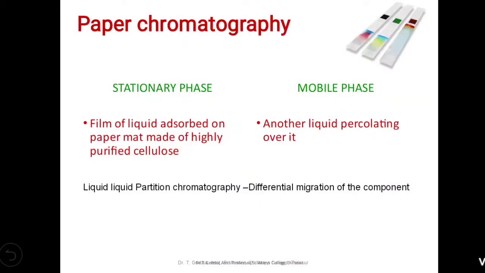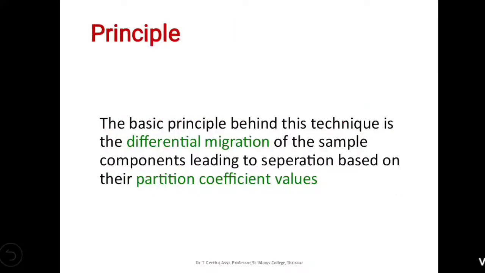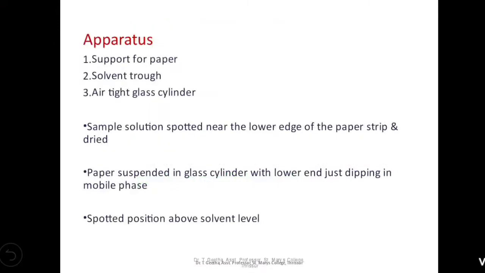The stationary phase is a film of liquid adsorbed on a paper mat made up of highly purified cellulose. The mobile phase is a partially miscible or immiscible liquid percolating over it. The separation of components is because each component has a different partition coefficient value. The component with the highest value migrates slowly, while the one with the lower value tends to migrate at a faster rate. This eventually results in separation of components.